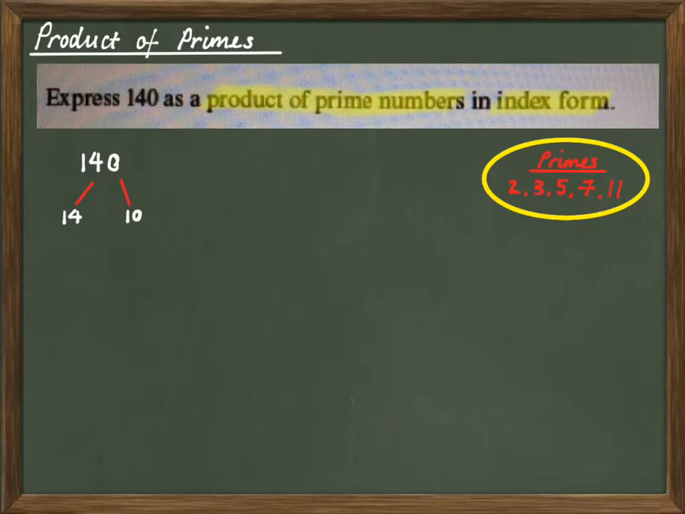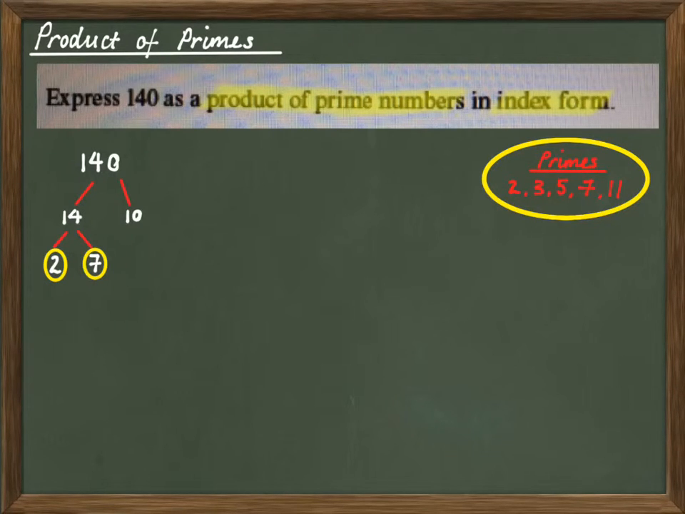So I'm going to concentrate on the 14 first of all. Can I think of 2 numbers that multiply to 14? Yes, 2 times 7. So 2 branches off, 2 and 7. Now, both of these, if you look at your list, are prime numbers. So when you spot them prime numbers, all you're going to do is put a circle around them. Okay, so circle around the 2, circle around the 7.